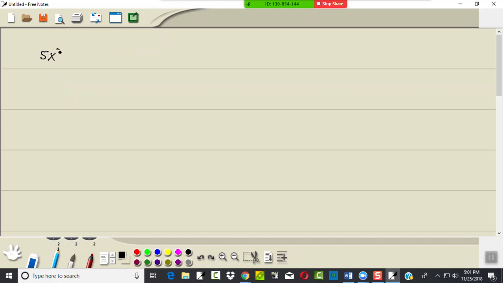Now if we look at 5x squared plus 2x squared, what they mean about adding and subtracting monomials is you add or subtract like terms. Like terms is we have the same variable to the same power. Since these are both x squared, to combine these, I add or subtract the numbers in front. 5 plus 2 is 7, so we've got 7x squared.